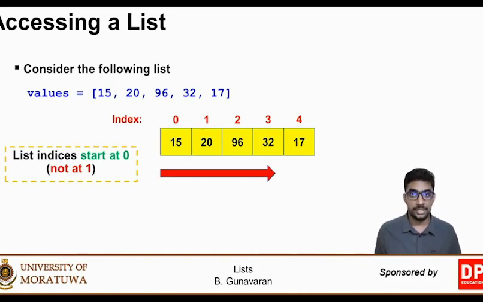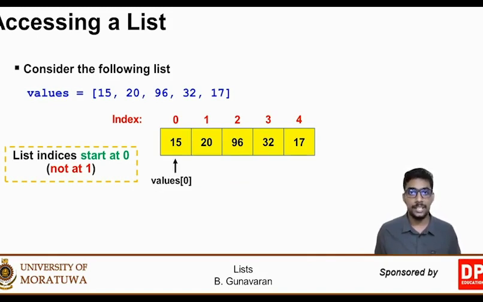One important point to note is that the first index is not 1, but 0, and the indexes are considered from left to right. Therefore, the value 15 is at index 0, the value 20 is at index 1, and value 17 is at index 4.